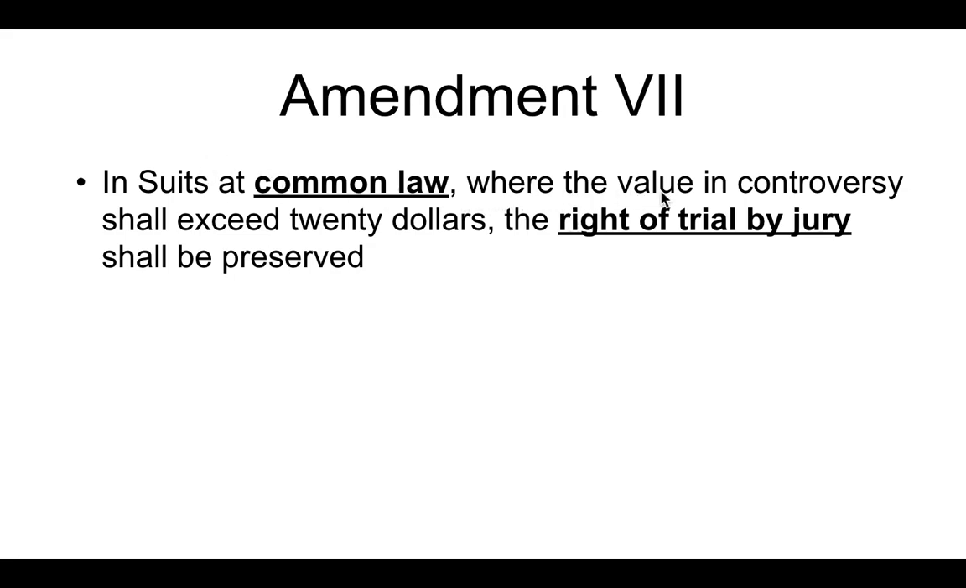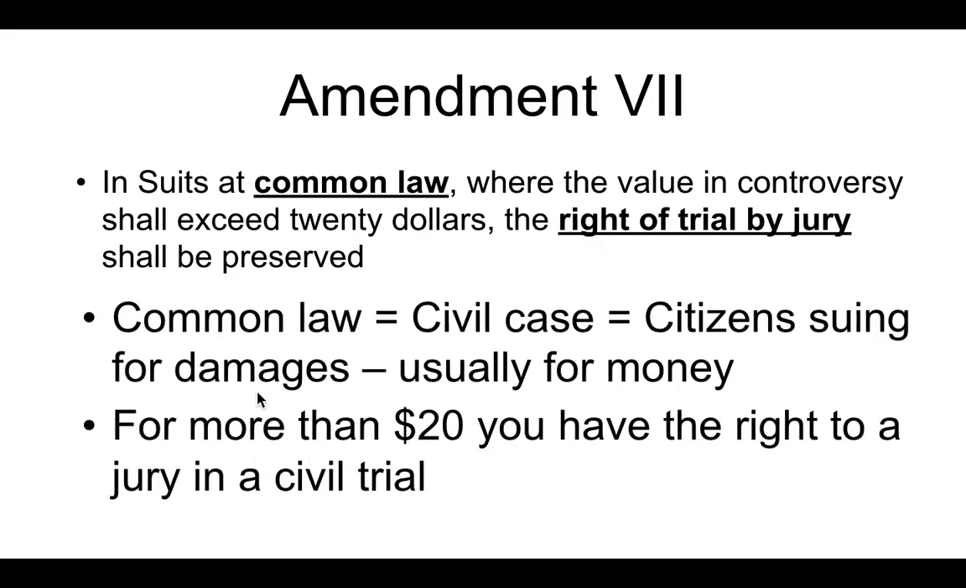And if the value in controversy is higher than $20, then even in a lawsuit, you have the right to a trial by jury. So it's saying the right of trial by jury shall be preserved. That means you have the right to a trial by jury in a lawsuit if you're suing someone. Okay, so common law equals a civil case. Citizens suing for damages, it's usually for money. For more than $20, you have the right to a jury in a civil trial. That's what Amendment 7 is saying. I hope that makes sense.